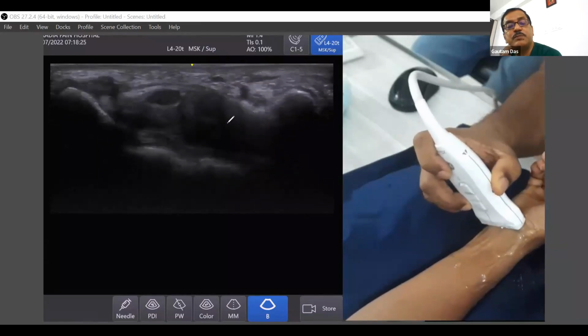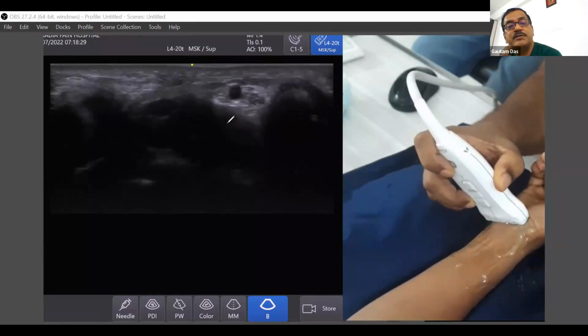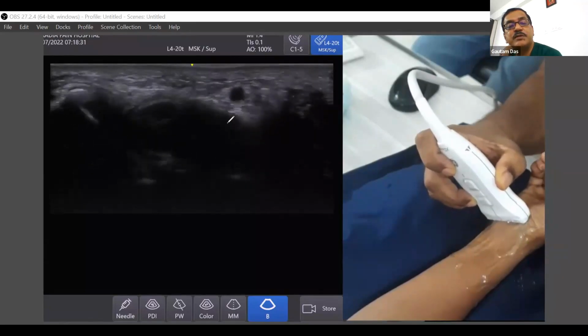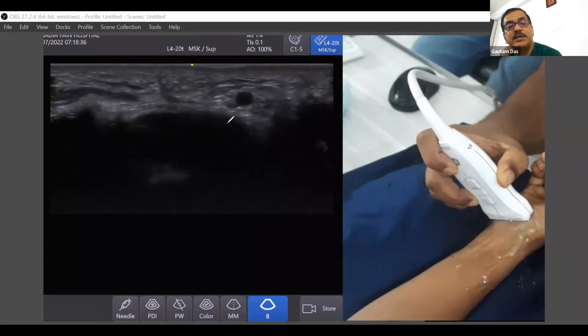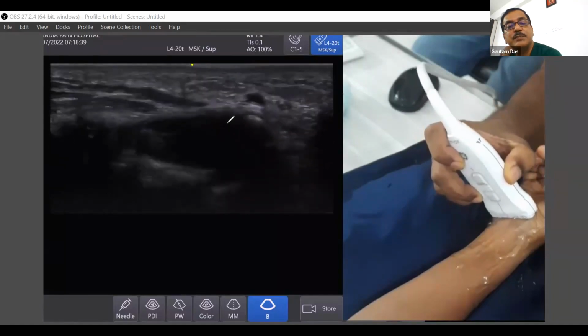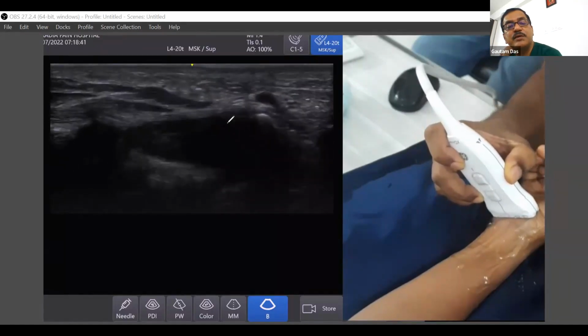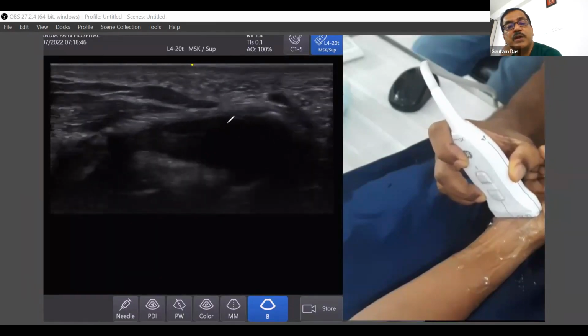This was the proximal carpal tunnel. And if I'm going distally, the pisiform is disappearing, the scaphoid tubercle is disappearing. And now another tubercle will be coming from the medial side. You see now what is happening? One bone is coming just below the ulnar artery. That is your hook of the hamate.